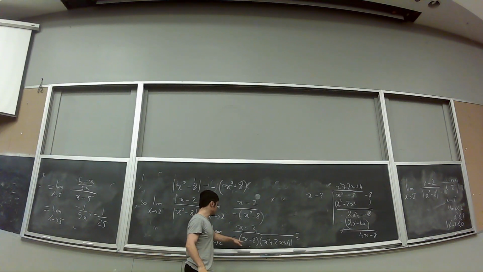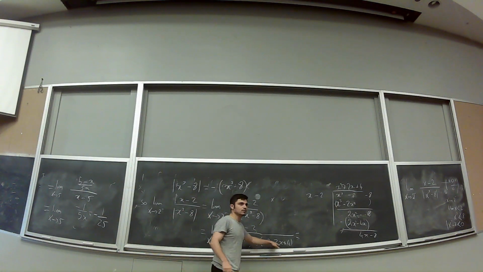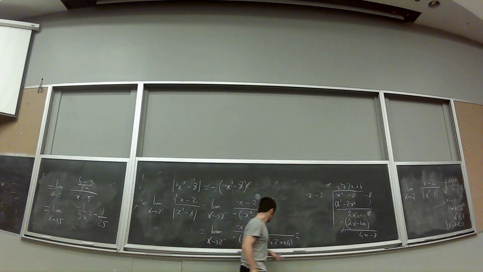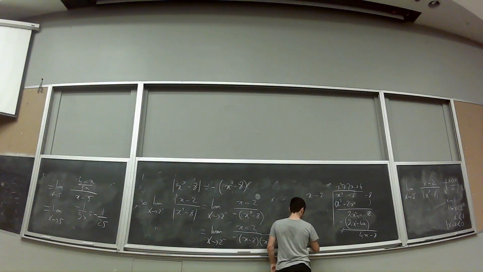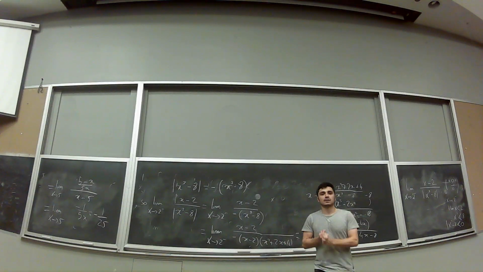You have a minus here, over 2 squared plus 2 times 2 plus 4, which is 4 plus 4 plus 4, right? So you get minus 1 over 12. Okay? Thank you.